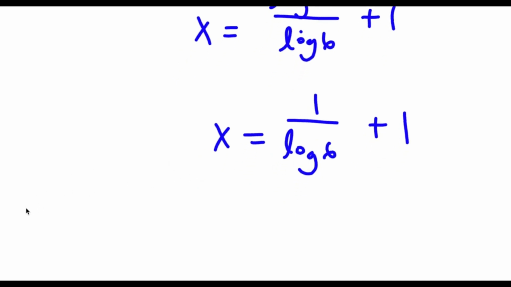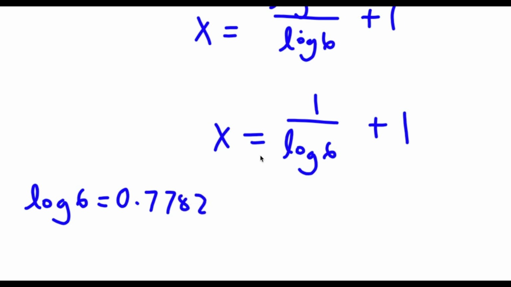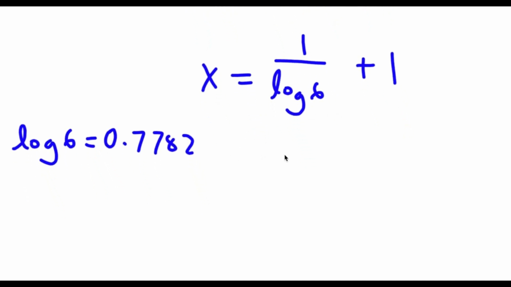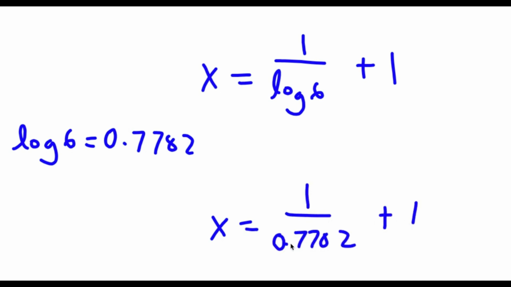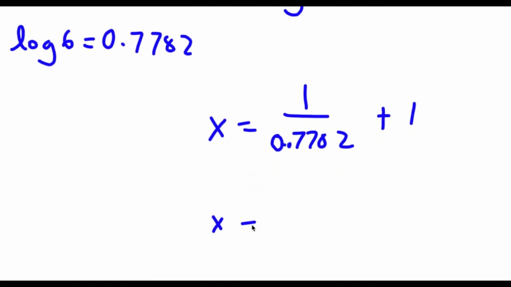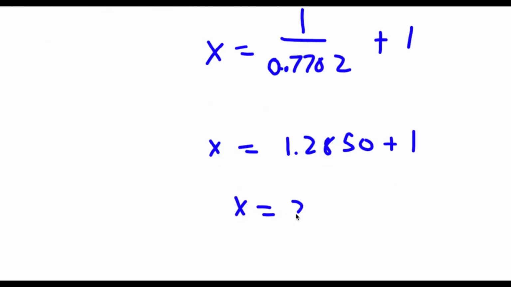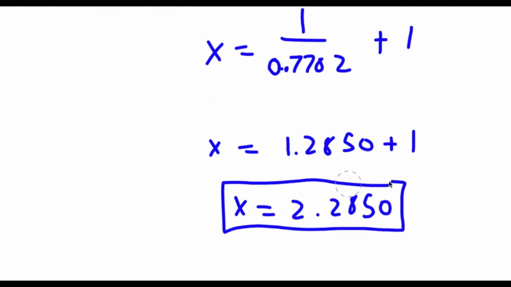So log 6, this is equal to 0.7782. So if I replace log 6 with 0.7782, I get x equals 1 over 0.7782 plus 1. Now 1 over 0.7782 is 1.2850 plus 1. And this is equal to 2.2850. So this is my answer.